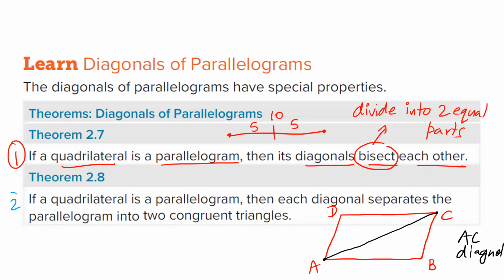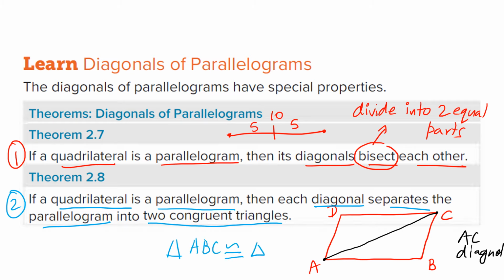If I read theorem 2.8, if the quadrilateral is a parallelogram, the diagonal separates the parallelogram into two congruent triangles. So this one, triangle ABC, is congruent to triangle ADC. This is going to be true, and this diagonal is dividing it into the same area of the two triangles.